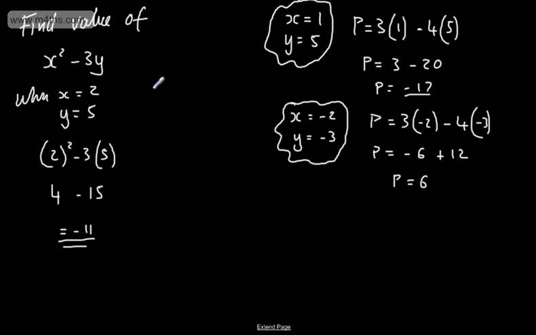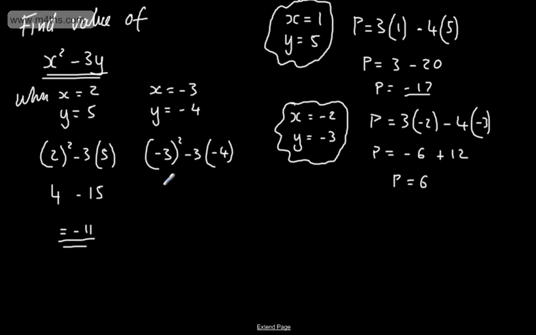Let's say we had, when x is equal to minus 3 and y was equal to minus 4. So this time we'd have minus 3 squared minus 3 lots of minus 4. So all I'm doing is subbing it back in here. Now, minus 3 squared: if we square a negative number, we get a positive number. That's saying minus 3 times by minus 3, which is going to give us positive 9. Then we'd have plus 12. So that's going to give me 21. So all we've done is sub that in.